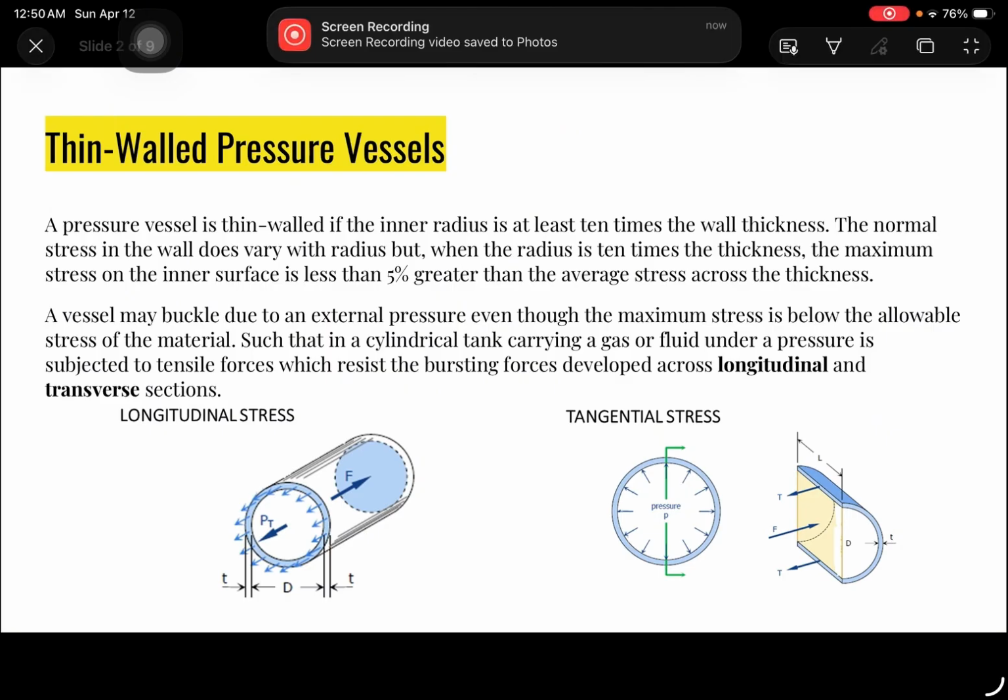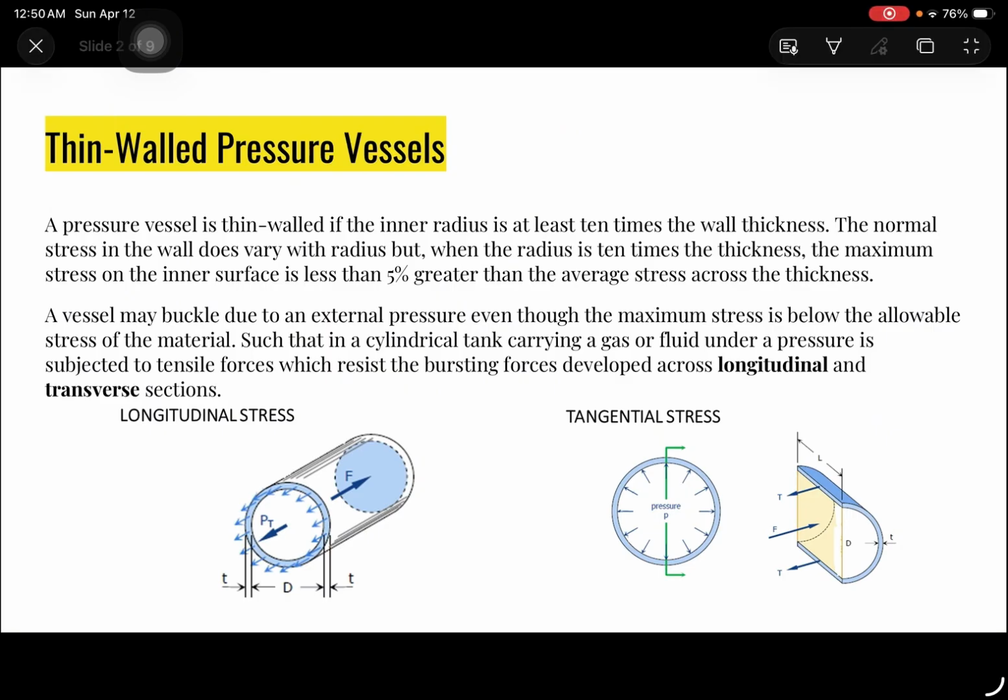There are two main stresses acting on the vessel. The first one is the longitudinal stress or the axial stress. Ito yung stress na along the length of the cylinder. It resists the force trying to split the cylinder into two parts lengthwise. Usually, smaller po siya compared to hoop stress or the tangential stress.